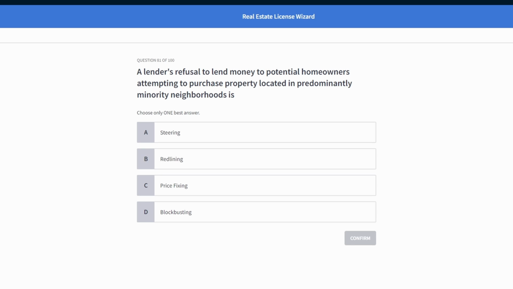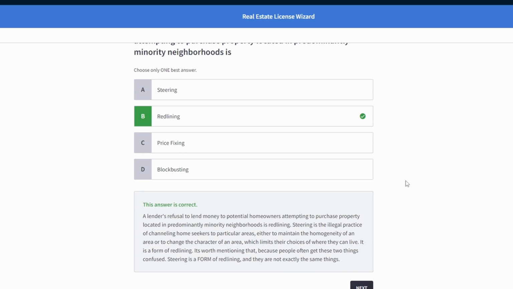Alrighty, so when you see lender's refusal, you want to narrow these down a little bit, and our correct answer for this one is B, redlining. So, why is it redlining? Well, lender's refusal to lend money to potential homeowners attempting to purchase property in a minority neighborhood is redlining.